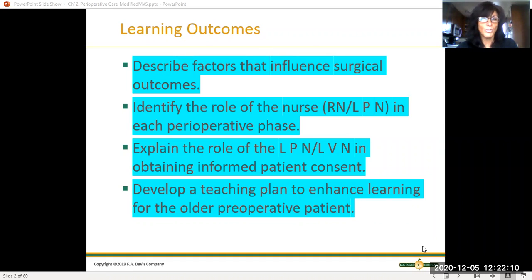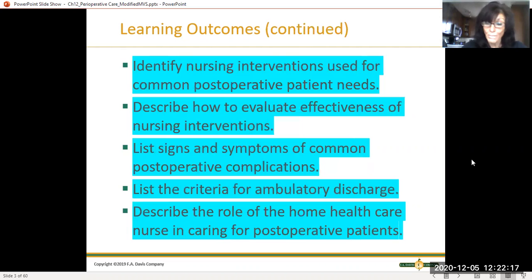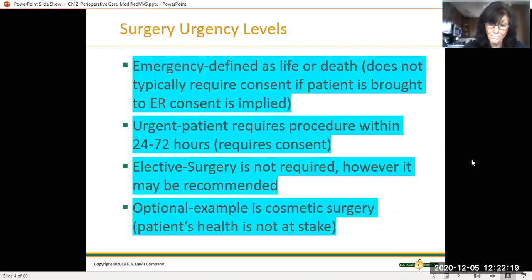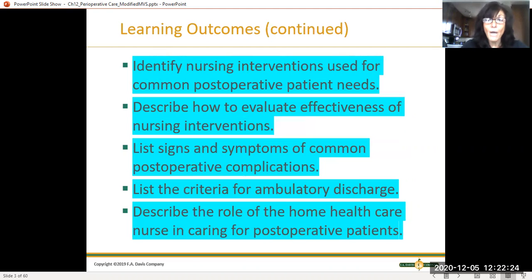We're going to talk about nursing roles with informed consent. And we're going to talk about teaching plans to help enhance learning, especially for older patients, right? Which is important. So we're also going to talk about nursing interventions that are used for common, typical post-op patient needs. So what kinds of things must we concentrate on for post-op needs, like prevention of DVTs, prevention of post-operative pneumonia? How do we evaluate the effectiveness of those nursing interventions?